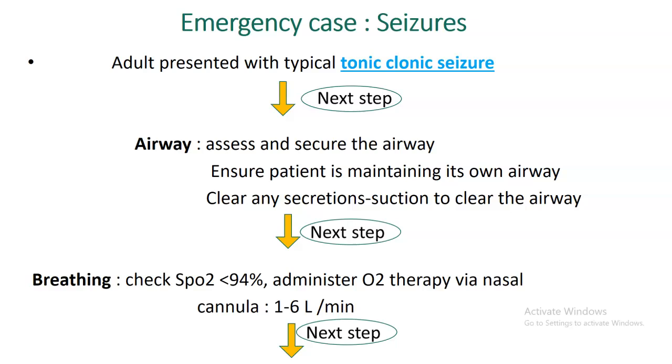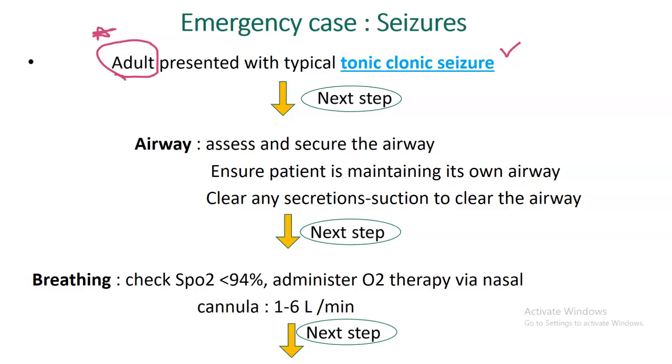Let us talk about the case. It's an adult, not a pediatric case. It's an adult case which presented with the typical tonic-clonic seizures. If the bystanders have performed first aid and then brought the patient to the ER, how would you manage?